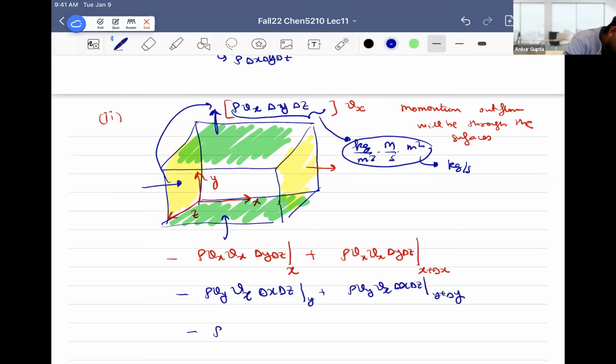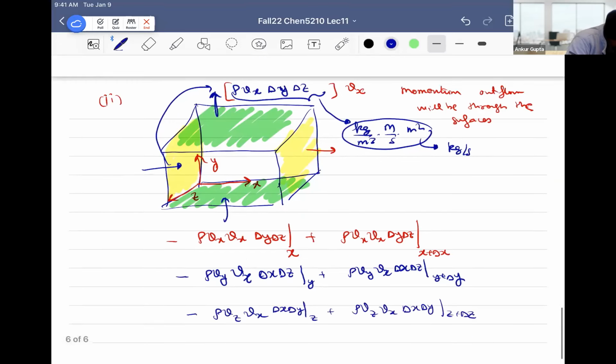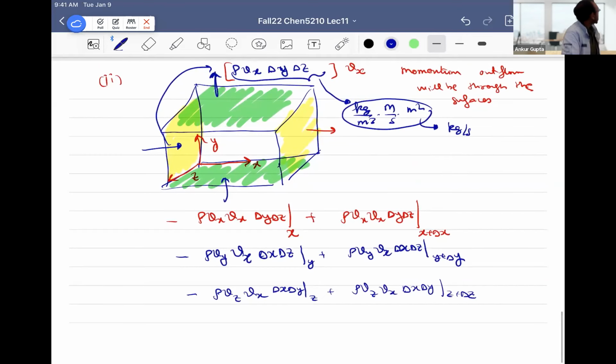Similarly, I will have rho vz vx delta x delta y at z plus rho vz vx delta x delta y at z plus delta z. Any questions on these terms? The most confusing element sometimes is, why do I have two velocities? The first velocity is the mass coming to that surface. The second velocity is the direction of the momentum. Note that this is vy, multiplied with x and z, because it's the mass coming in and then times the velocity.